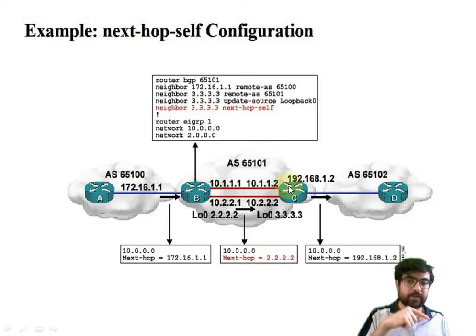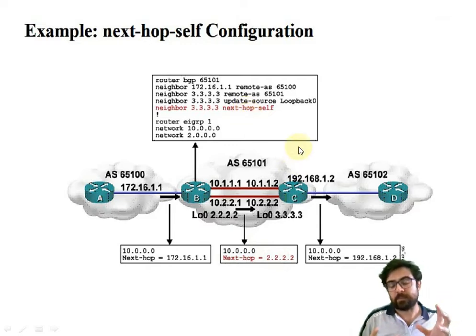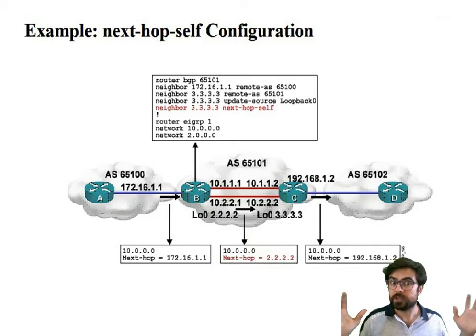What will happen? We have to do the same on router C. We say router BGP 65101, and the neighbor is 168.1.2, and the remote AS is this number. And then, the other side loopback: neighbor 2222 remote-as 65101, neighbor 2222 update-source loopback 0, and neighbor 2222 next-hop-self. We do the same next-hop-self configuration on the loopback interfaces of the routers inside one AS. It is just for iBGP, interior BGP, not for the outside.